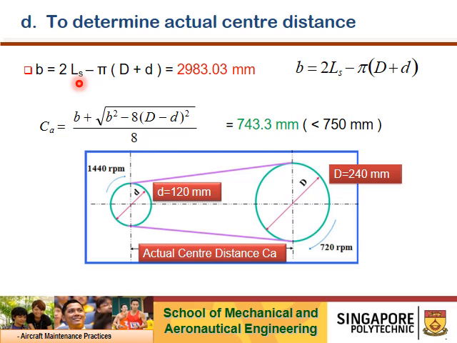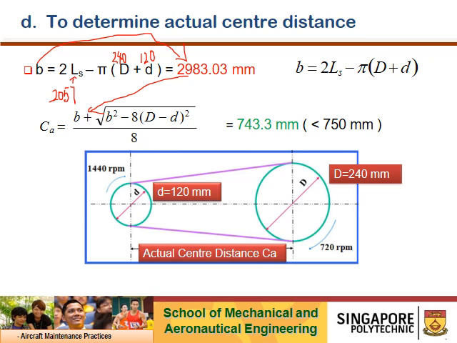So you punch in the number: 2 times 2057 minus, let me write it to make it easier for everybody. So Ls is 2057, pi, this is 240, always the PCD, and this is 120. You punch in the numbers correctly, you'll get 2983.03 mm for B. So B is this value.